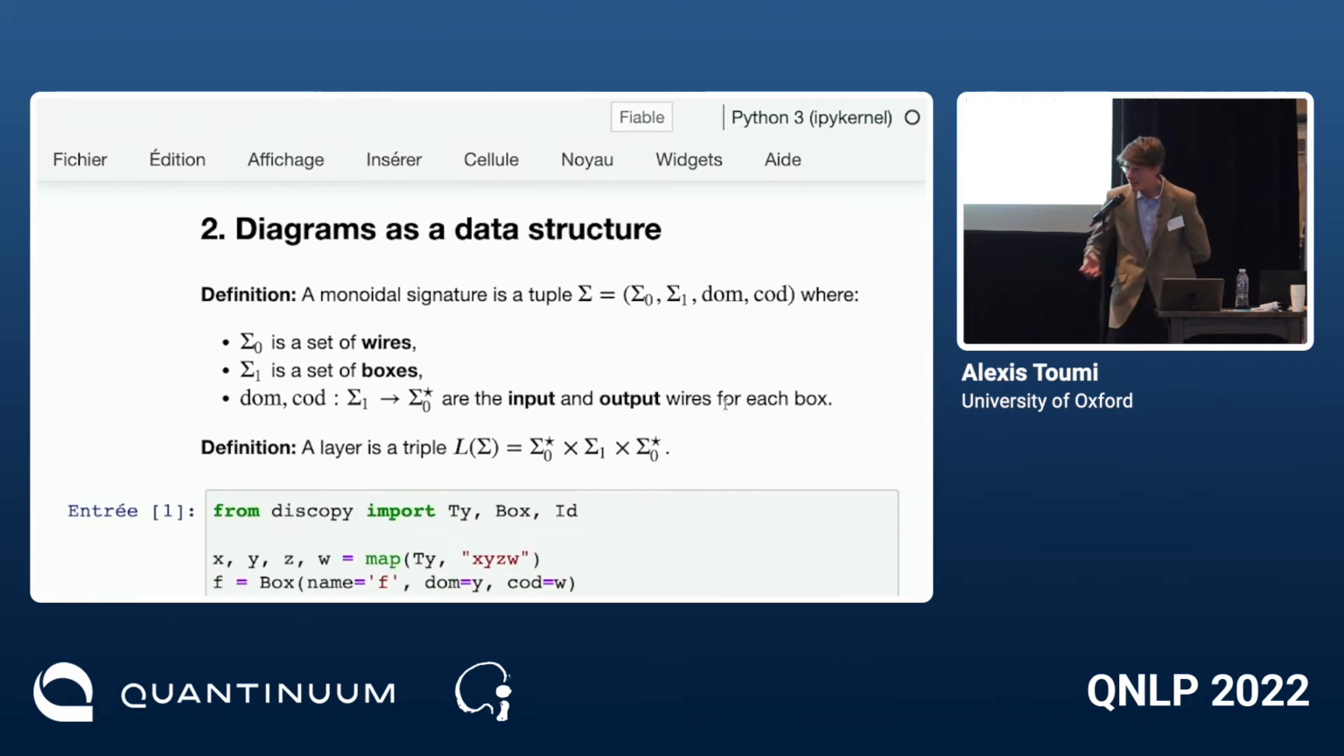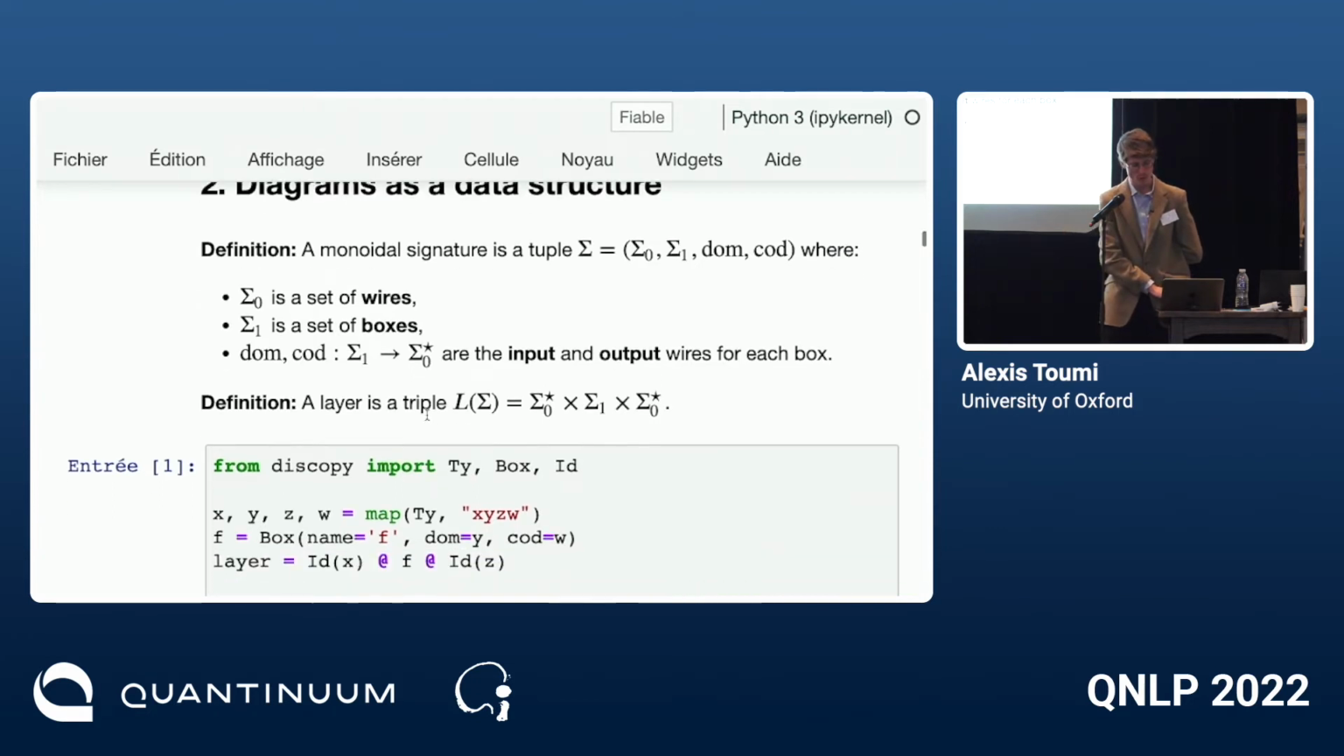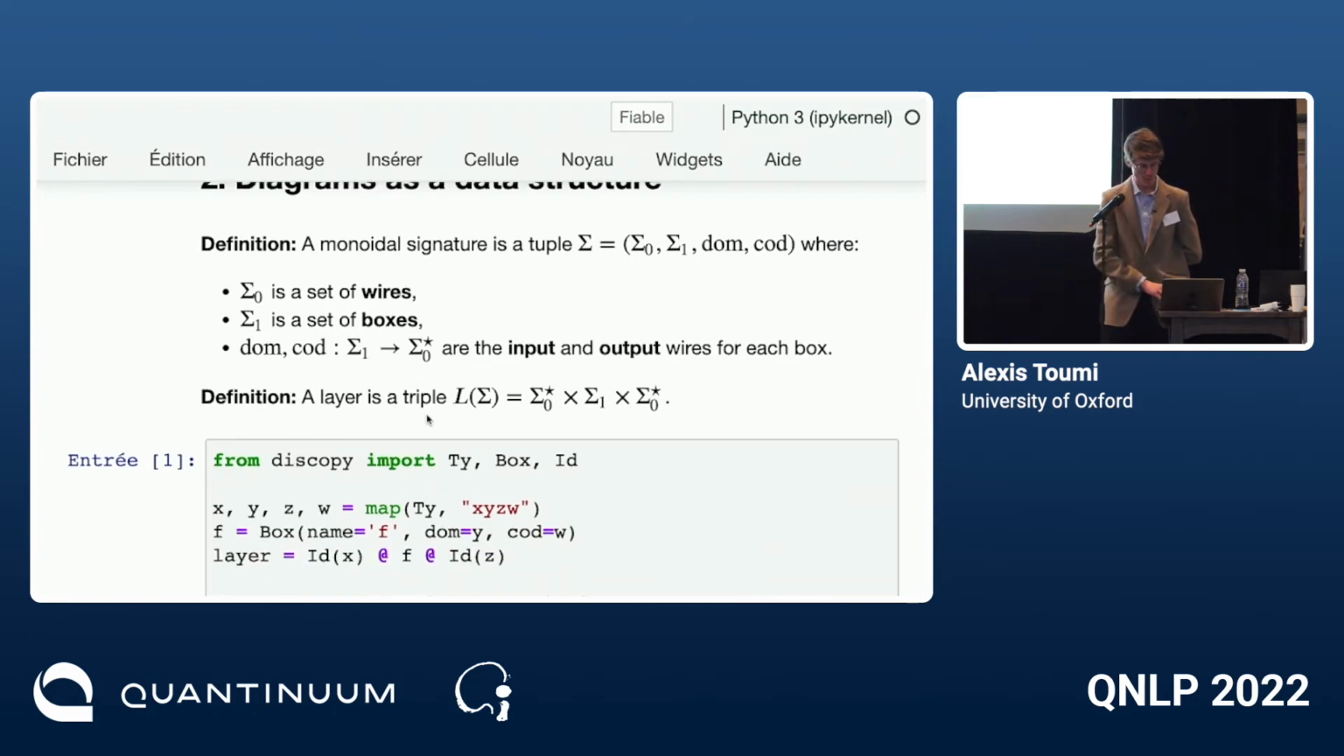A little bit of maths just to warm up. So a monoidal signature is a tuple. It's got a set of wires, sigma 0, a set of boxes, sigma 1, and then it's got these two functions that map every box to the list of input wires and output wires. So here the little star will be the Kleene star, so the free monoid, the lists of wires.